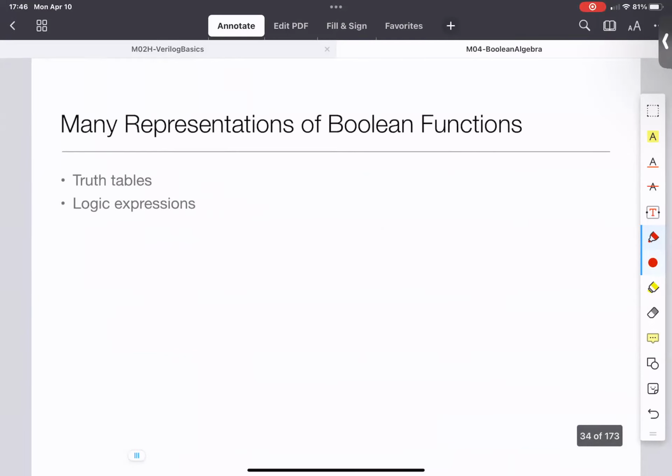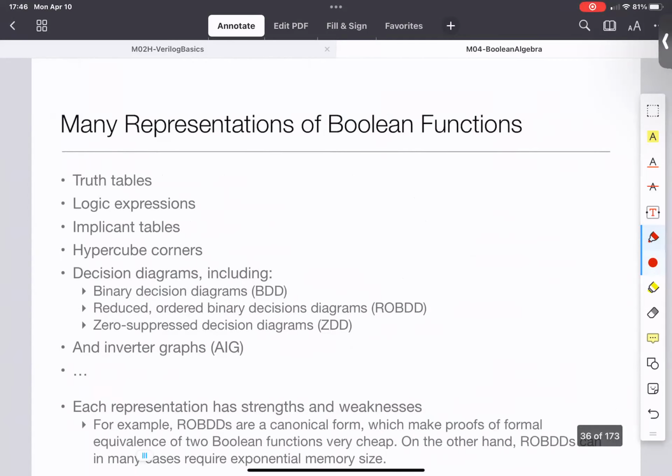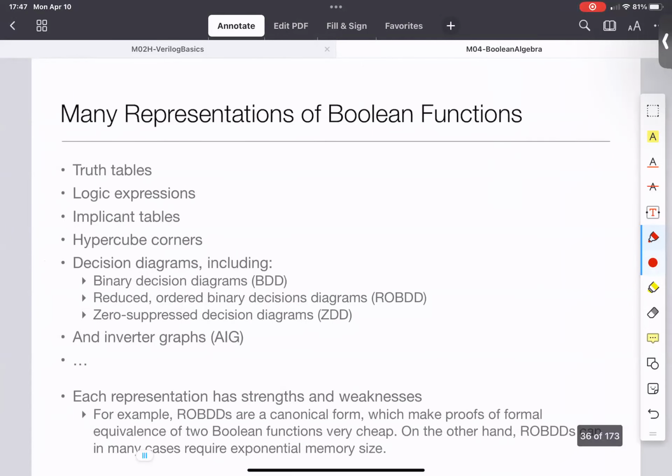Therefore, there are many ways we can represent Boolean functions: truth tables, logic expressions, and some others. There's something called an implicant table, hypercubes, corners, decision diagrams, inverter graphs. There's a long list of them. Binary decision diagrams or reduced binary decision diagrams are often used quite a bit. Each one of these has strengths and weaknesses. We are going to spend some time going over some of these next time, so I'm not going to do that today.